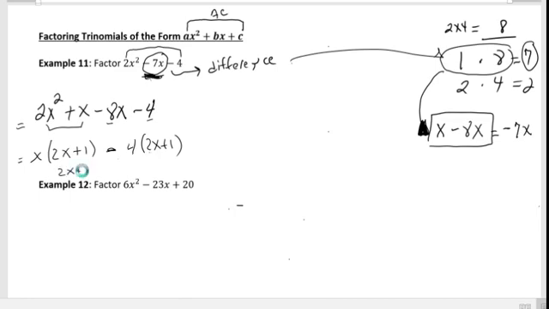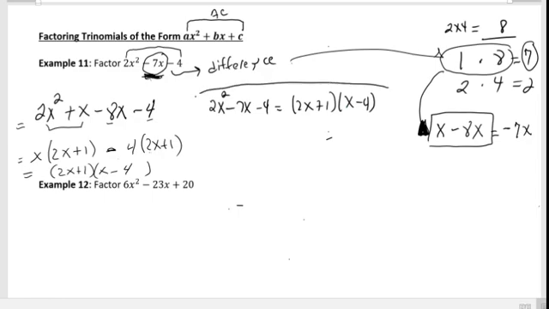So now they have a 2x plus 1 in common, so I can factor that out. If I factor it out from the first term, I'm left with x, and if I factor it out from the second term, I'm left with 4. Okay, so what we're saying here is that 2x squared minus 7x minus 4 is equal to 2x plus 1 times x minus 4.